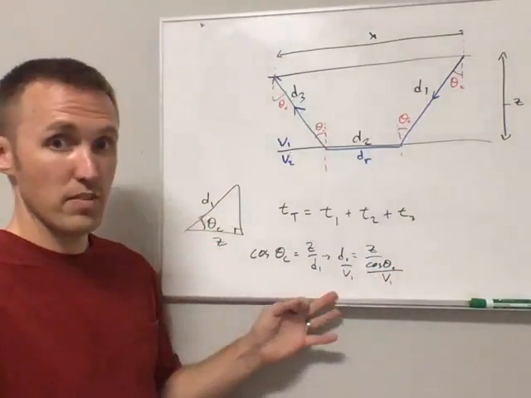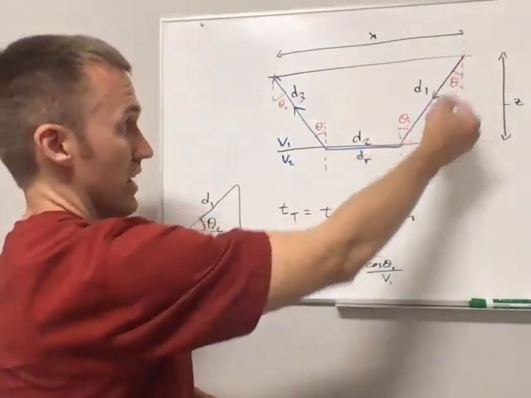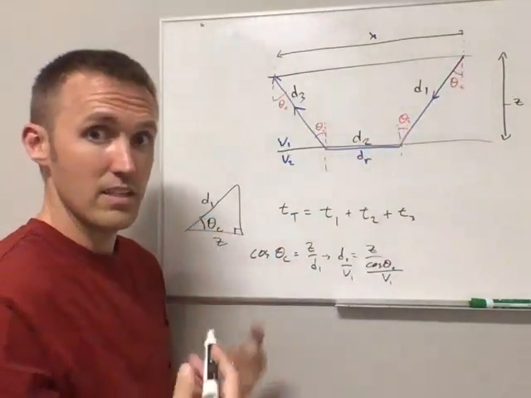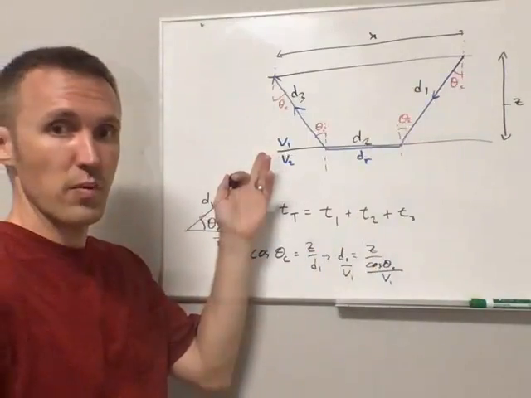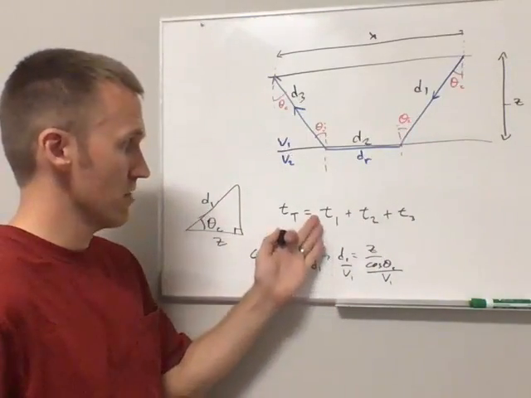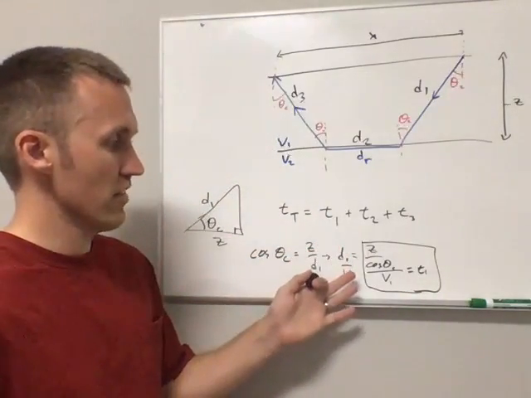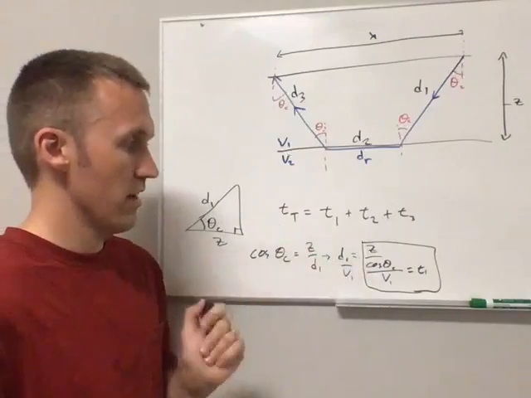And then d1 over v1. So we're going to divide by velocity. Distance over velocity equals time. And the velocity that this ray is going to travel at is the velocity v1. Okay, so our time 1 is equal to z divided by cosine of theta c, that whole thing divided by v1.